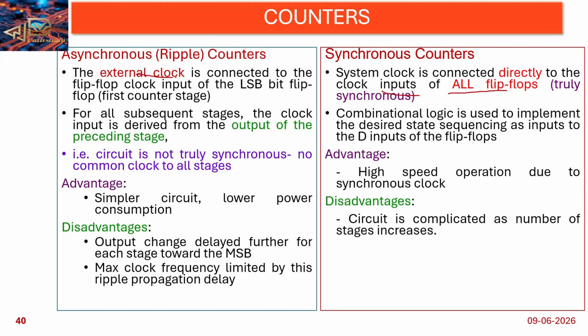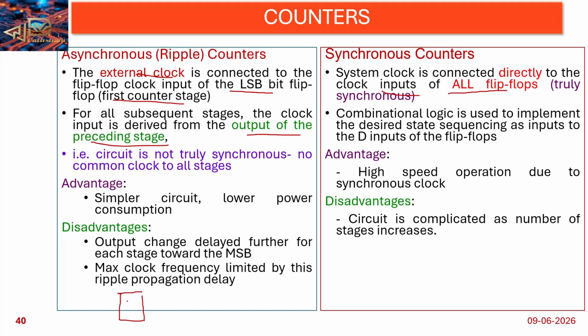The external clock is connected to the first flip flop, and the clock input of the LSB bit is the first counter. Okay, so that is the first counter. Then for subsequent counters, the clock input is derived from the output of the preceding stage. I told you now. So the output is connected to the next one.